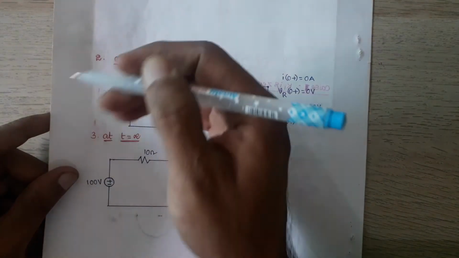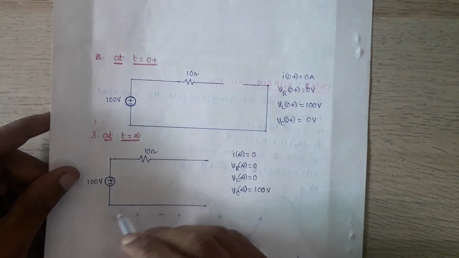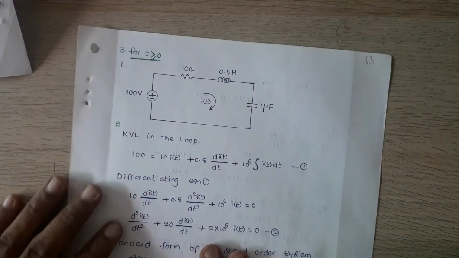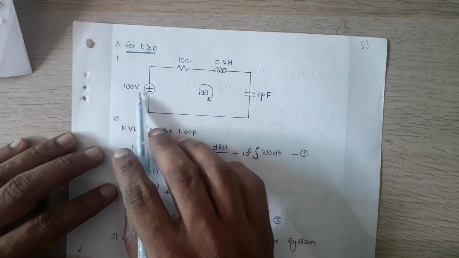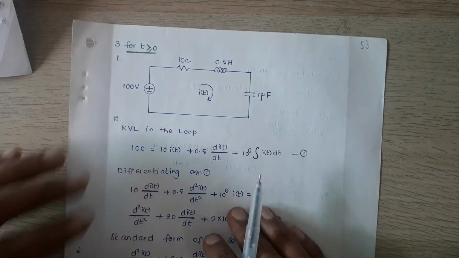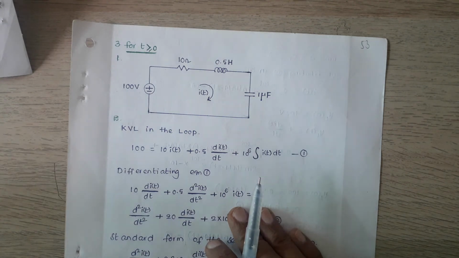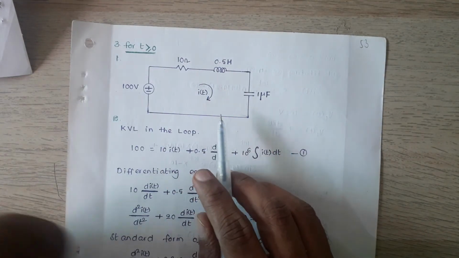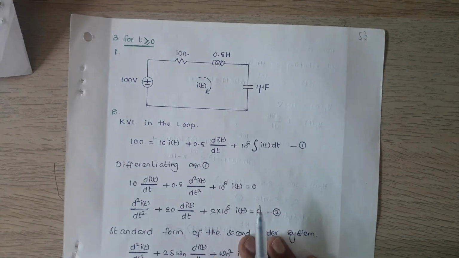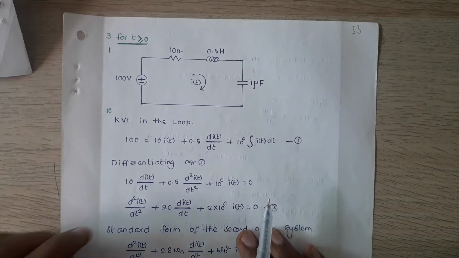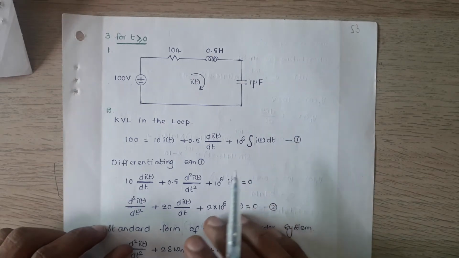Now the time between 0 plus and infinity is nothing but the transient. So we have to analyze the circuit during the transient, in between 0 plus and t equal to infinity, for t greater than or equal to 0. Switch is closed, DC source, 10 ohms, take the inductor as it is and the capacitor as it is. Now let i(t) be the current flowing in the circuit. Apply KVL in the loop: 100 equal to 10 i(t) plus 0.5 di(t)/dt plus 10 power 6 integration of i(t) dt. So RLC values are given.